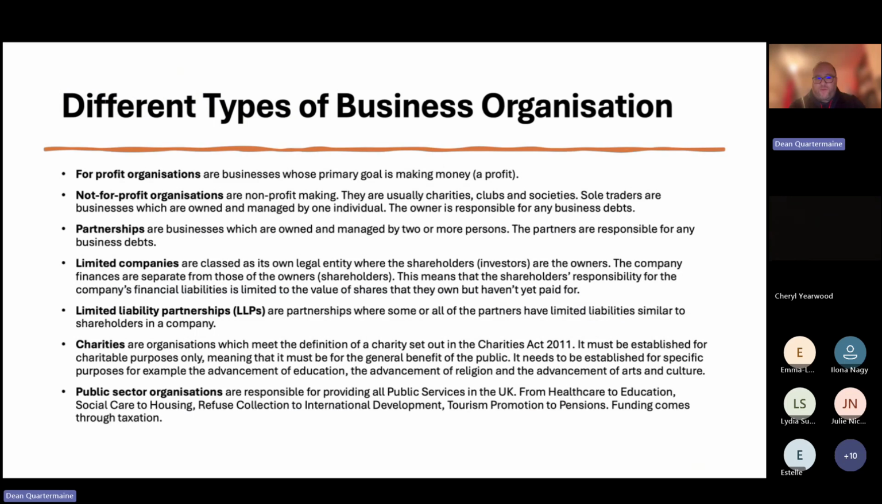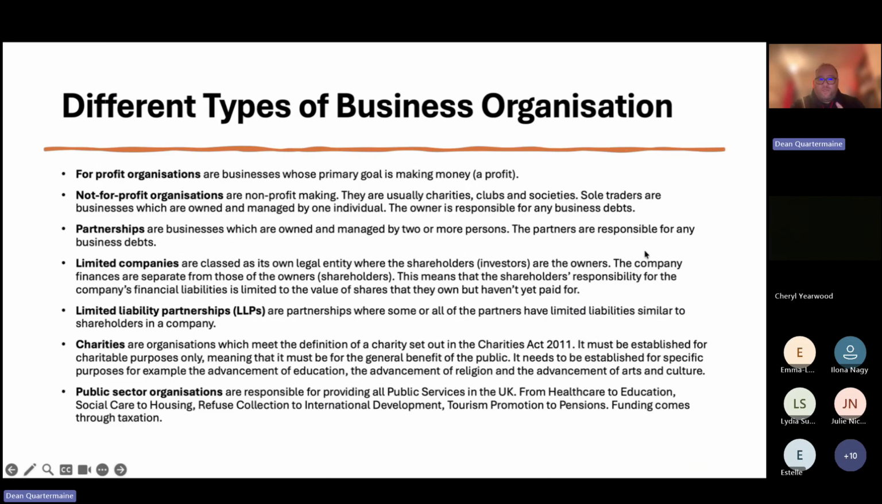I'm going to spin through this last bit quite quickly, around different types of business organisation, because I think most people already know this. We have not-for-profit organisations and for-profit organisations. A business's primary goal is to make money, profit. Not-for-profit organisations are those whose primary aim is not to make profit, so people like charities, clubs, societies. Missed a bit out there.